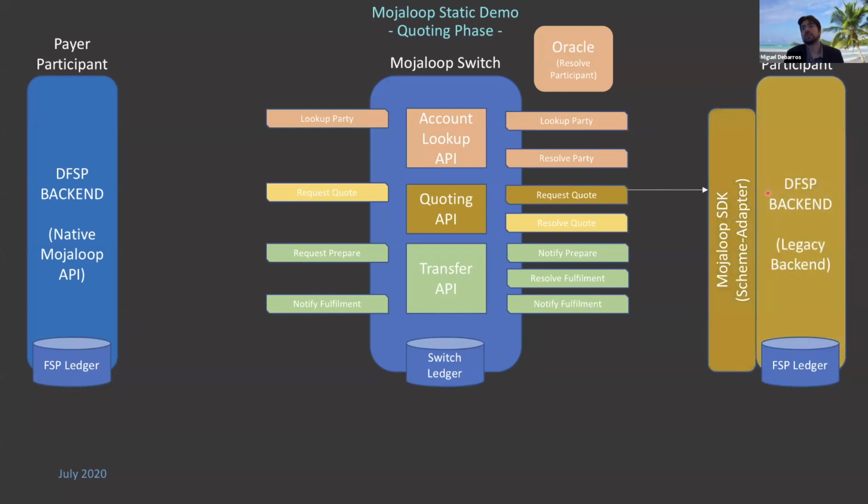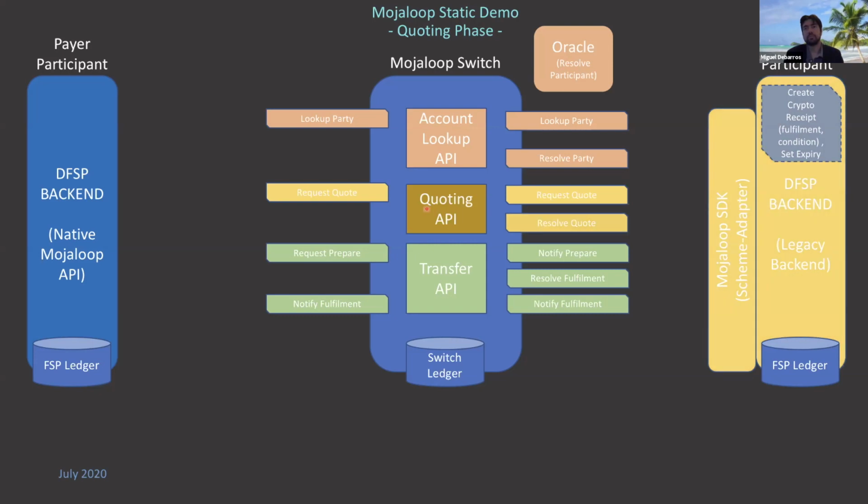They would receive it. And this is the step where a crypto receipt is generated. What I mean by that is the condition is generated based on the information of the actual message that came in, and then the fulfillment is also provided as well. And a set of expiry is also included as part of the response. And that's sent through to the quoting API, back to the payer, and that concludes the actual quoting phase.